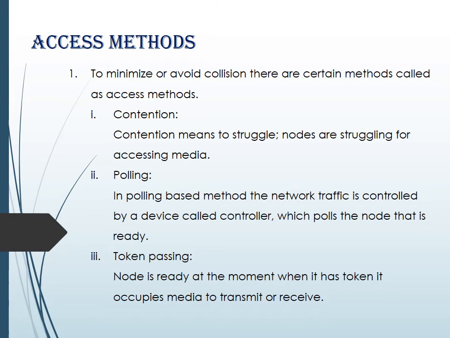Now see, there are three access methods which are widely used. They are contention, polling and token passing. Contention. Now in contention, any computer in a network can transmit at any time.